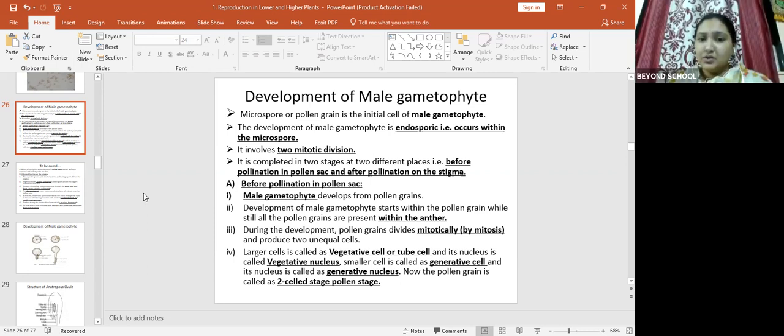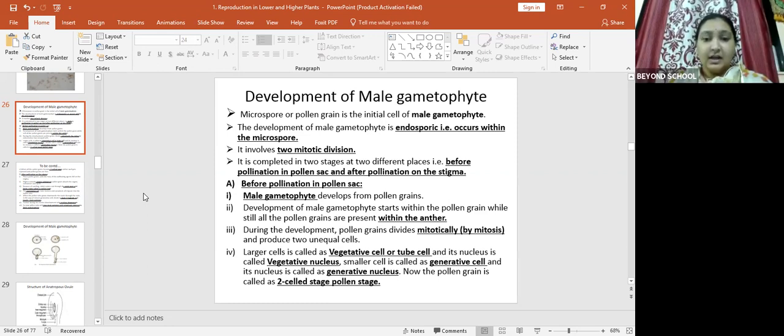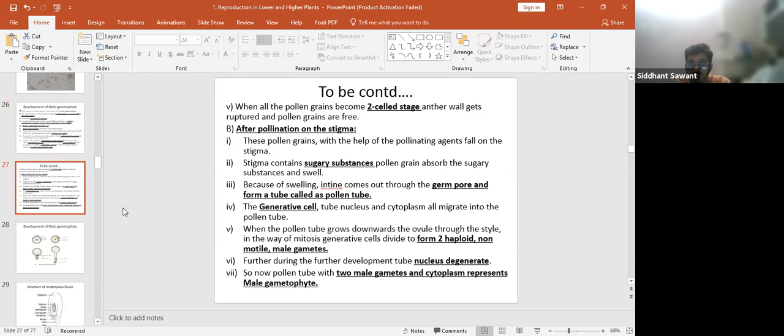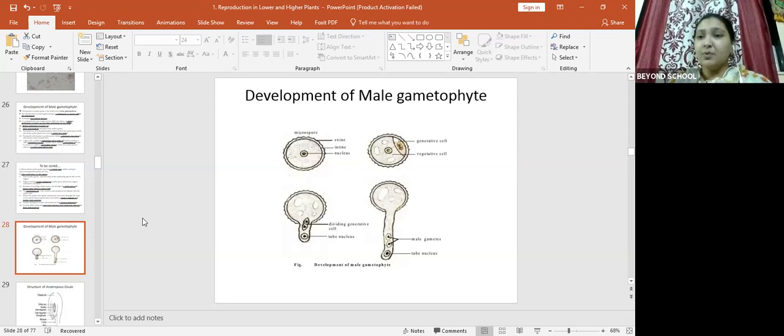Very good. Now, before pollination, in the pollen sac, how many unequal cells are present? Two. And they divide mitotically. Which is the larger cell? The vegetative cell. And the smaller cell? The generative cell. Very good. After pollination, on the stigma, there is the presence of a germ pore. Now, when this germ pore is formed, the generative cell undergoes mitotic division. Can you name the two cells formed?